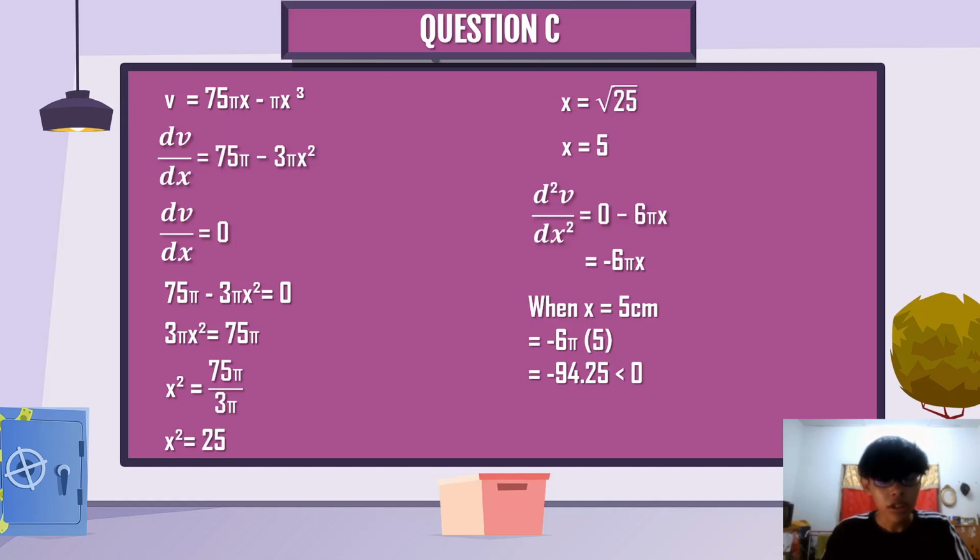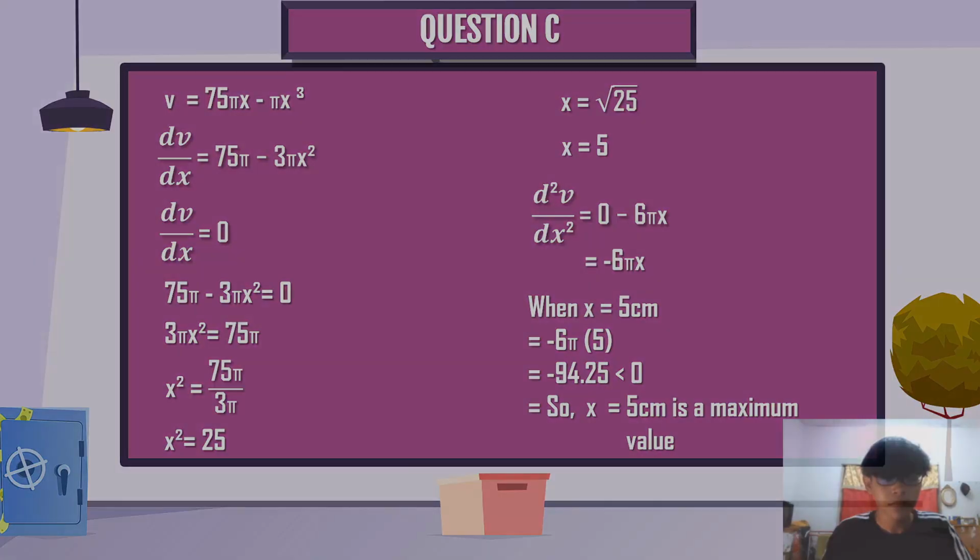And then calculate it using calculator, and the answer is negative 94.25, which is less than 0 because the value of x is less than 0. So x, which is 5 cm, is the maximum value.